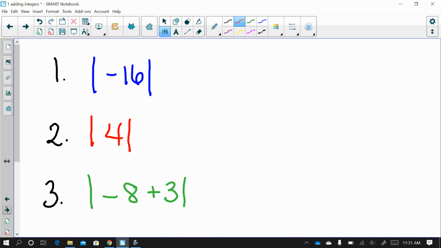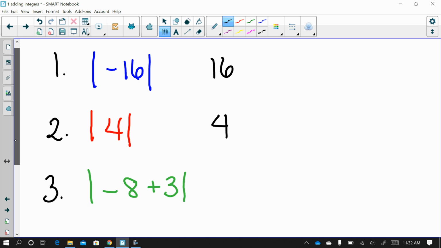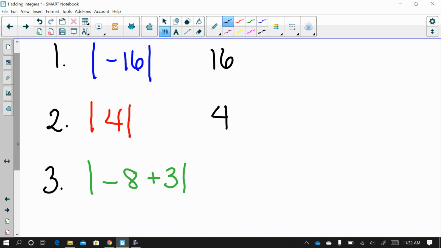Please pause the video and try these problems real quick. Okay, so number 1, the absolute value of -16, just 16. I'm 16 spaces away. The absolute value of 4, I'm 4 spaces away. And number 3 is slightly different. I need to act like the absolute values are parentheses.